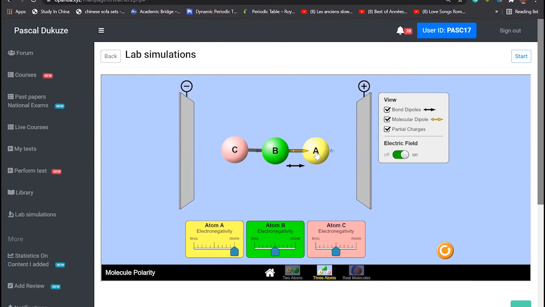The partial negative pole moves towards the positive plate of our electric field. Okay?